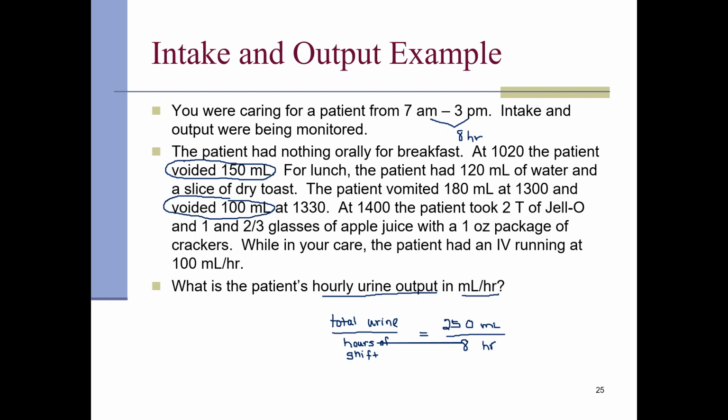My labels there are milliliters over hours, which is exactly what they asked me for, so 250 divided by 8 on my calculator is 31.25 milliliters per hour. And so we would be reporting this back to the physician. We did note in our pre-lecture video that the normal kidney function would produce 30 to 50 milliliters per hour, so they are hitting that normal range, and it would be up to the physician to decide if that's good enough or to continue monitoring the situation.